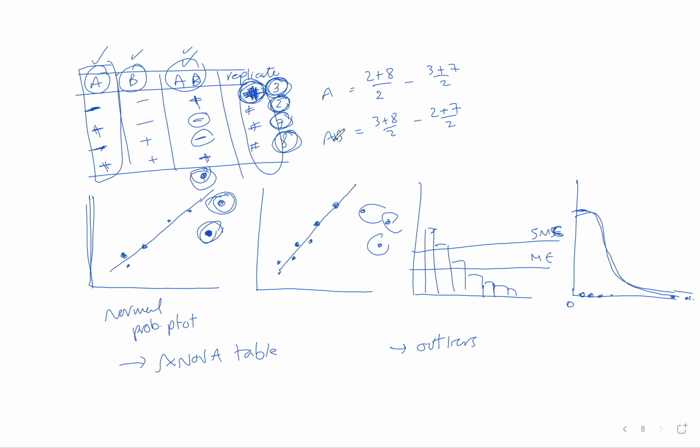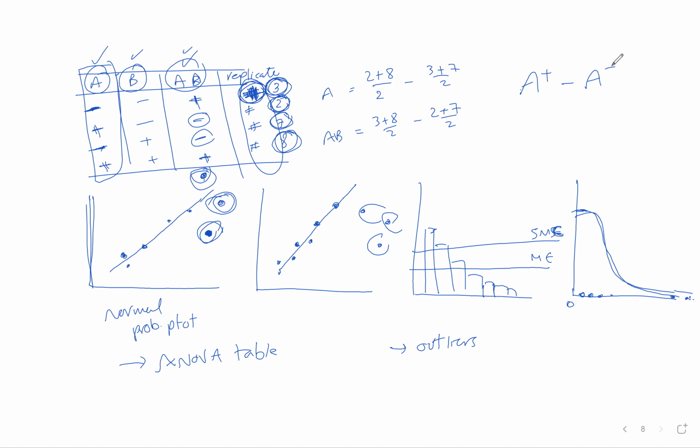So in this case, you have only 2 treatment factors, A and B. Maybe you have A, B, C. So the A column will have 4 pluses and 4 minuses, B has 4 pluses and 4 minuses, and C has 4 pluses and 4 minuses. The main idea is, how do I calculate the main effect? The average under plus minus the average under minus. Does it answer the question?